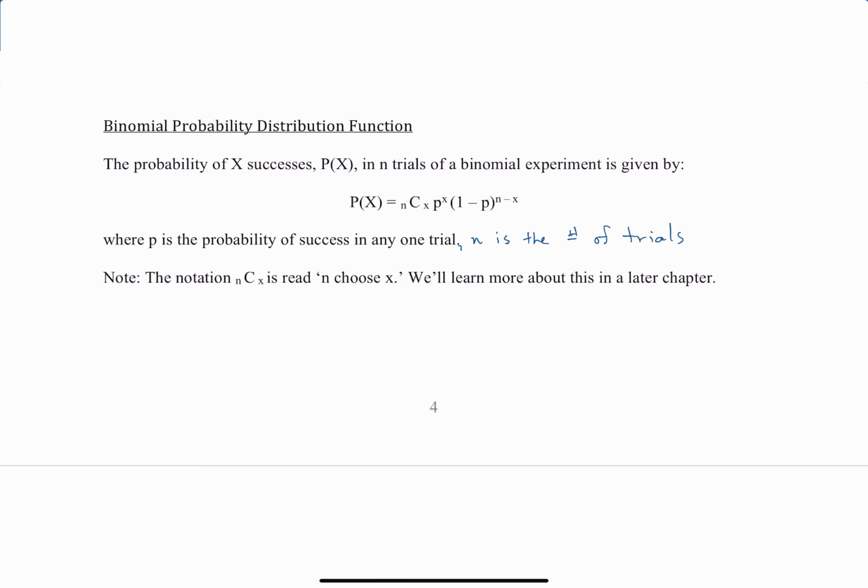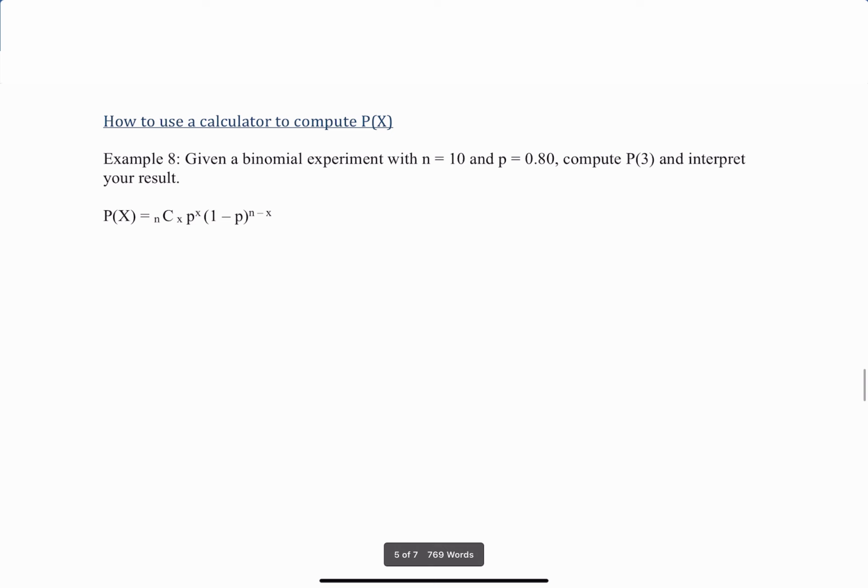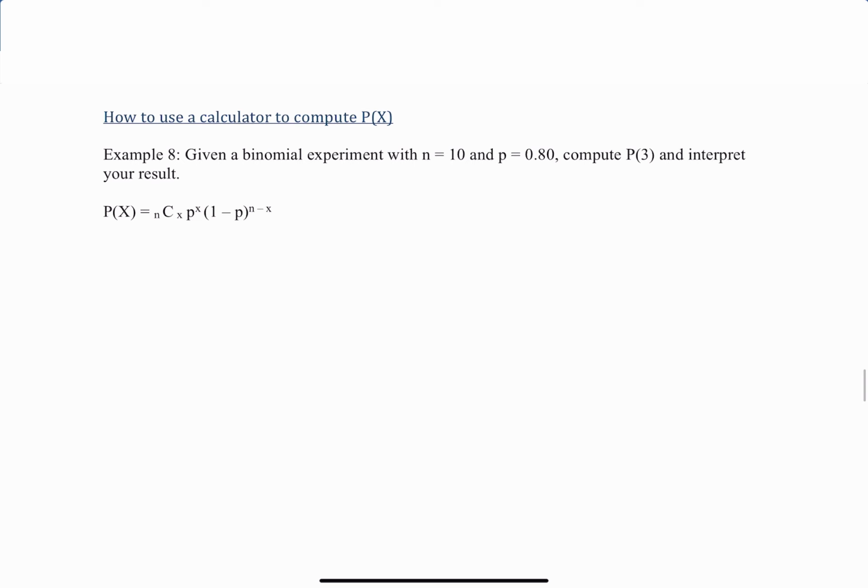So, how do we do that? I'm going to show you how to do this on a TI-30XS calculator. That's the one I recommended in the syllabus that you get because that's the one I use to demonstrate things.